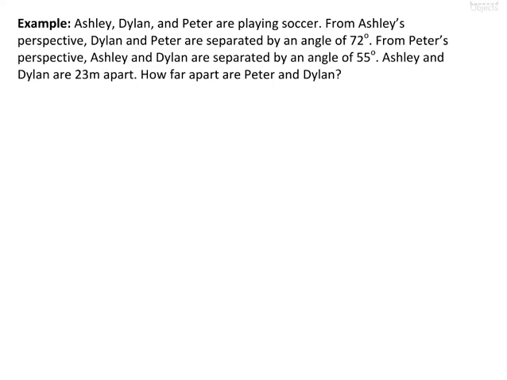So let's try an example here. Let's say you have Ashley, Dylan, and Peter, and they're all playing soccer. So you've got Ashley over here. Maybe Dylan is here, and Peter is here. So they're forming a triangle while they play soccer. The first thing we see is that from Ashley's perspective, it looks to her like Dylan and Peter are separated by 72 degrees. So that means that this angle in here is 72 degrees.